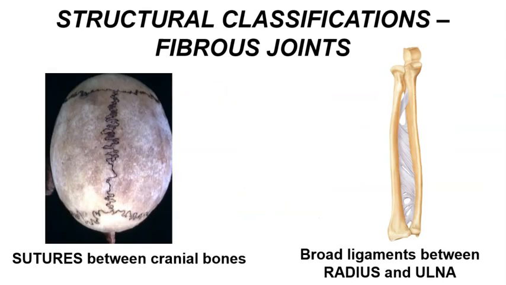Recall that there are 3 structural classifications of joints. We'll begin with the fibrous joints. These are the joints in which adjacent bones are united by fibrous connective tissues. For example, the sutures that are found between the cranial bones and the broad ligaments that are found between bones like the radius and the ulna are examples of fibrous joints.